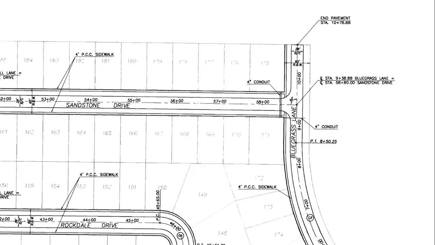We'll take a look at the other end of Sandstone, and you can see where it hits Bluegrass Lane, we have another station equation. So on Bluegrass Lane, the intersection of the two center lines is station 9 plus 38.88 on Bluegrass Lane, which is equal to 58 plus 80.00 on Sandstone Drive. So you have another station equation at each point where one of these side streets ties into another. You're going to have another station equation.